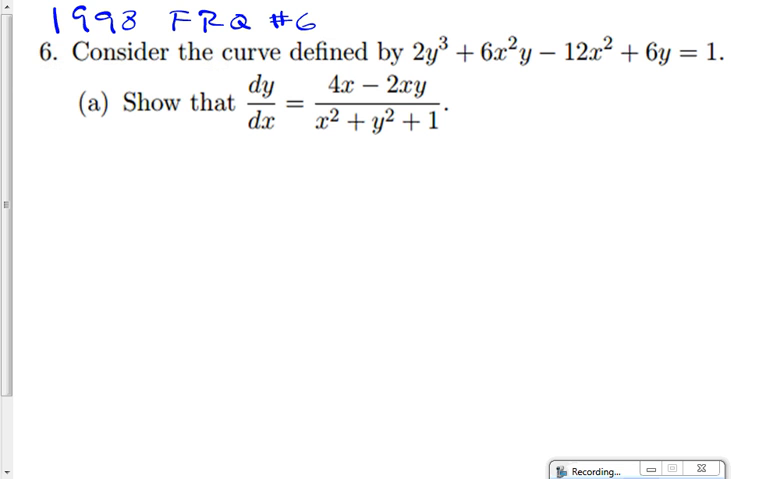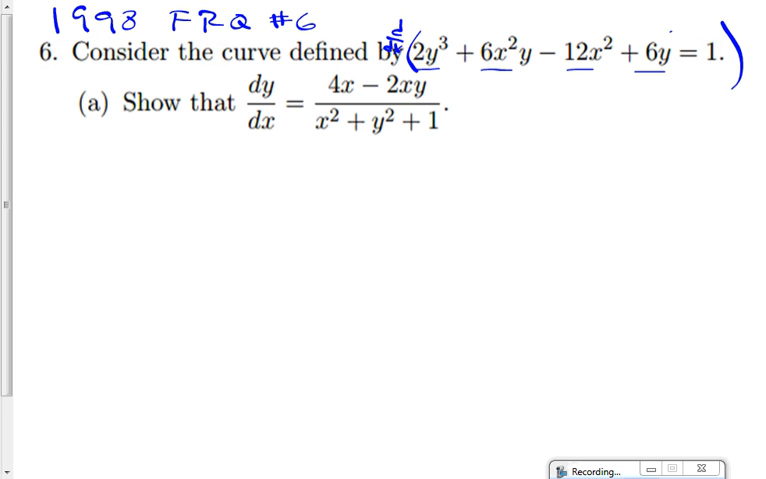This is clearly, and you need to be able to identify this is clearly an implicit derivative, because I've got y's throughout here. Okay? We'll go ahead and apply that derivative operator to both sides. Derivative with respect to x of both sides.